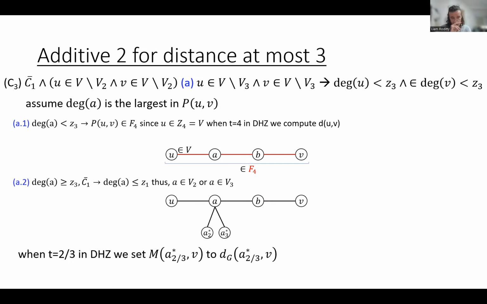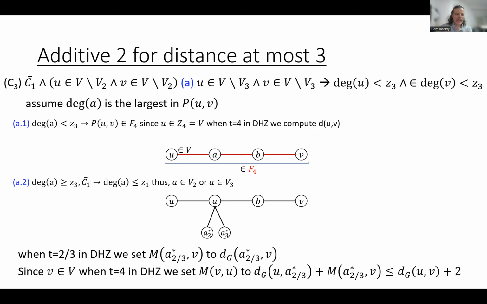And in this case, when Dor-Halperin and Zwick computes, they get the exact distance between A star 2 or 3 to V. And in the fourth iteration, what happened is that we have this shortcut edge from V to A star 3 or maybe A star 2, and the edge that connects it to A is also in E star, and we have the edge between A and U, an edge in F4, because U is of a small degree. Okay. So this gives us an additive 2 approximation.